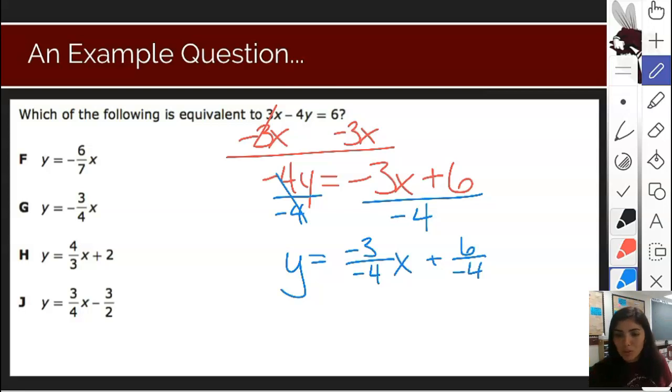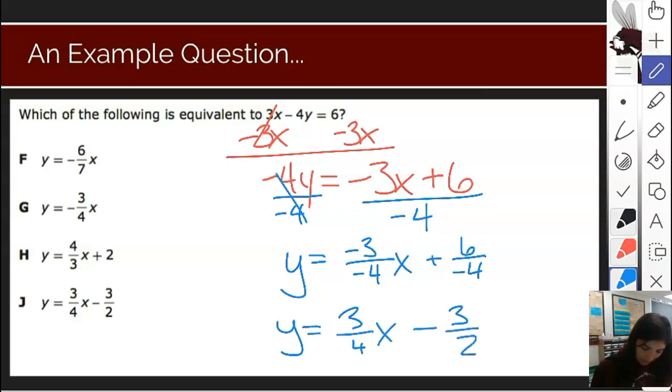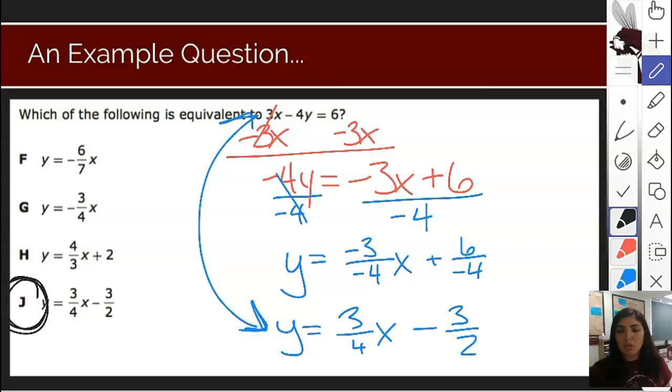If I take my time to reduce both those fractions, I'm going to find out that this actually reduces to 3/4 x minus 3/2. 3/4 x minus 3/2. These are equivalent equations right here, written in two different forms. The second one is just solve for y, as when we solve literal variables for parts. So we would answer our final choice as answer choice J, which matches what we got in our problem.